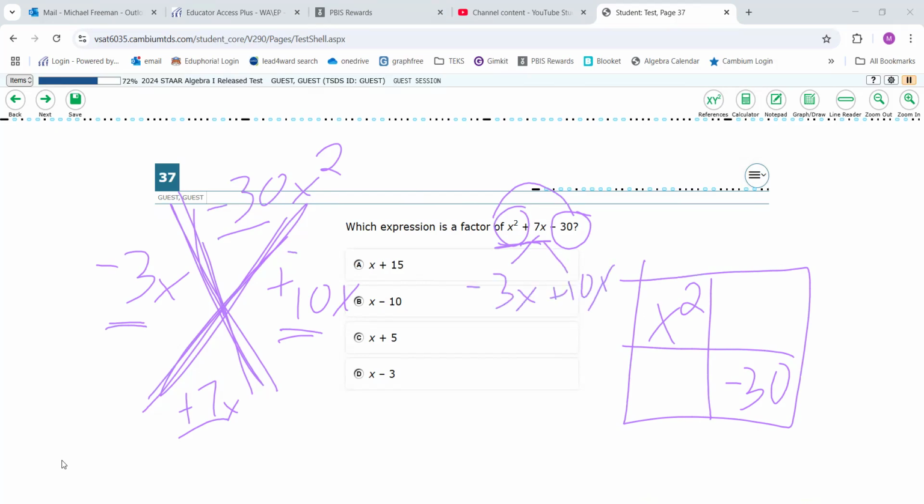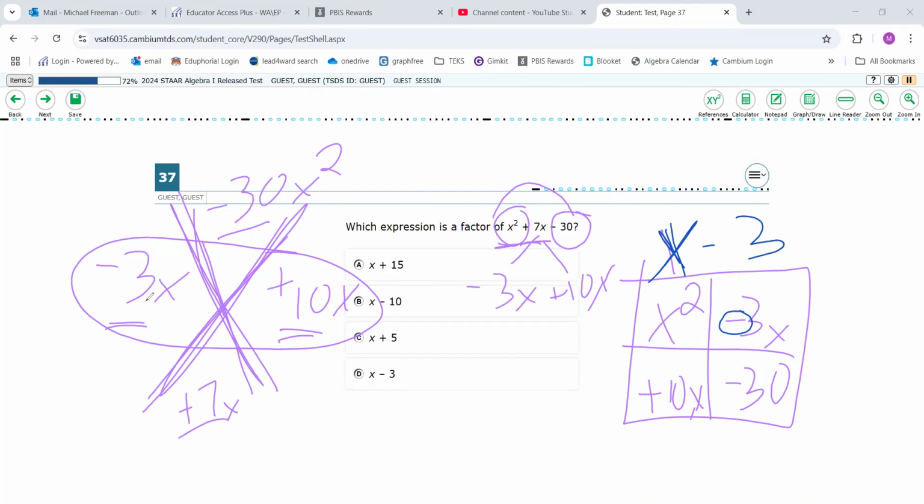So our pieces go in our two corners. It doesn't matter which one goes where. So I'm going to put negative 3x here, positive 10x here. Now x squared and 10x, their GCF is x. So since this is minus, this is minus. 3x and 30, their GCF is 3. Now side to side, GCF is x. This is plus, so it's plus. And 10 and 30, their GCF is 10.